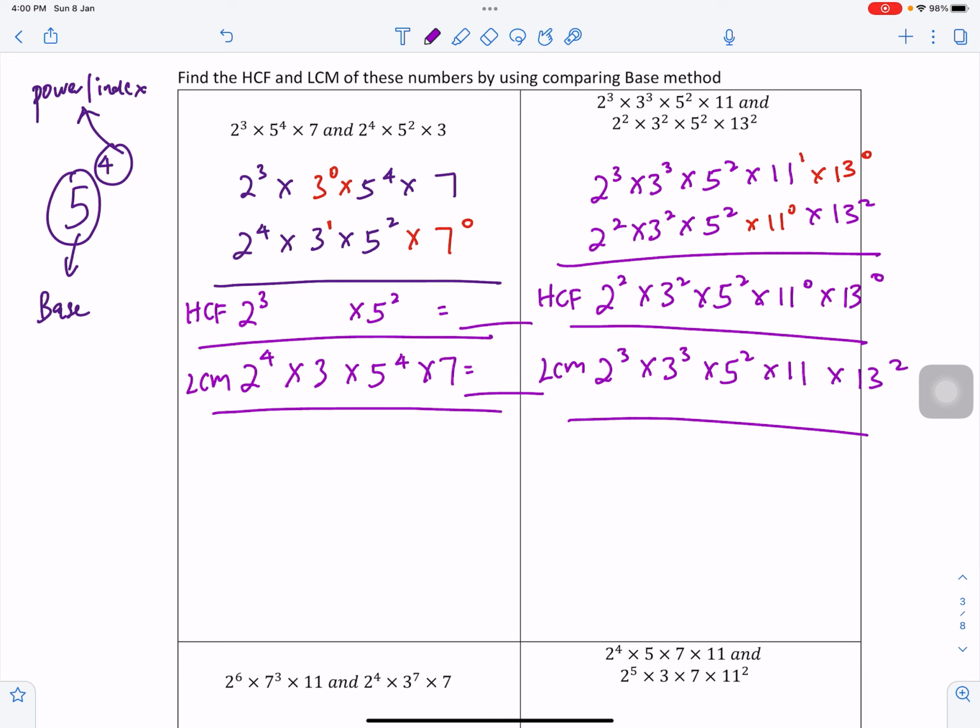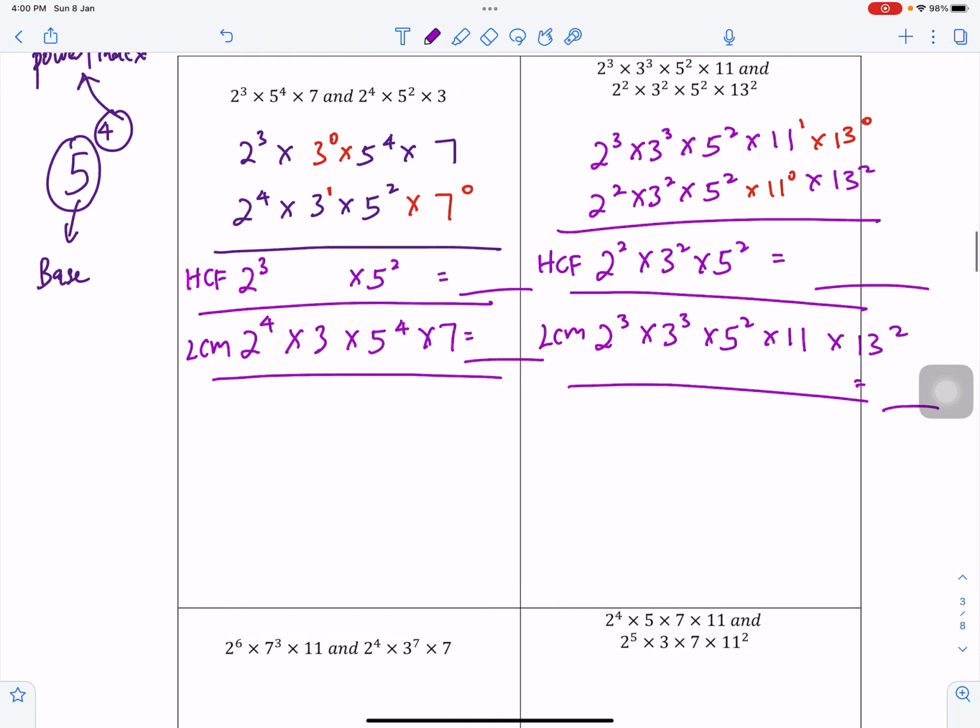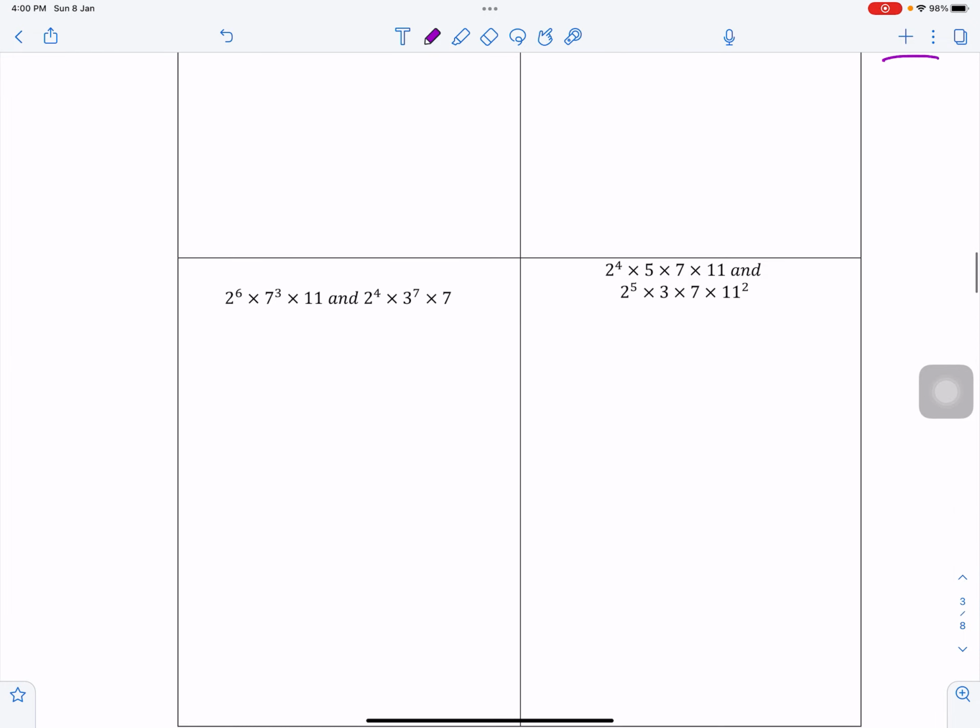So this itself, you can use a calculator. Of course, I repeat again, there's no need for you to put 11 to the power 0, 13 to the power 0. So you can do this to calculate it out. Okay, let's move on to the next one.